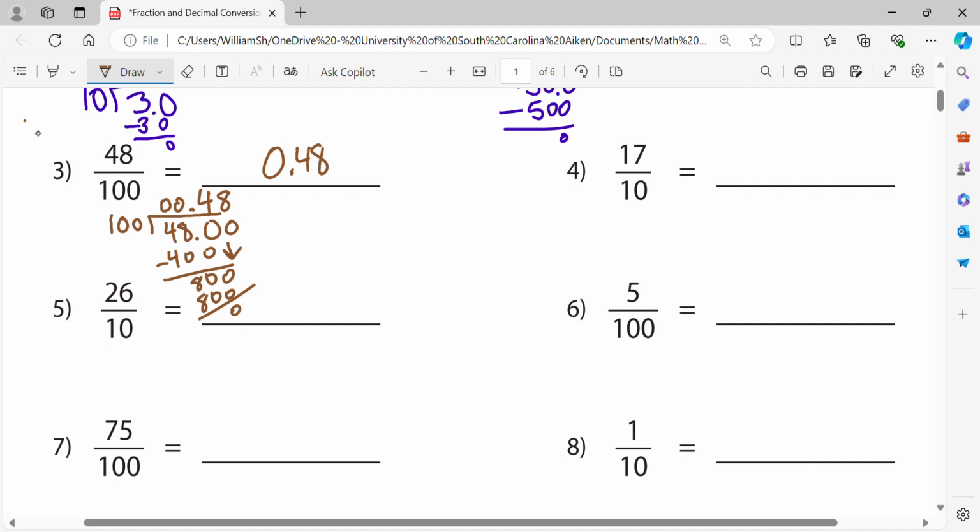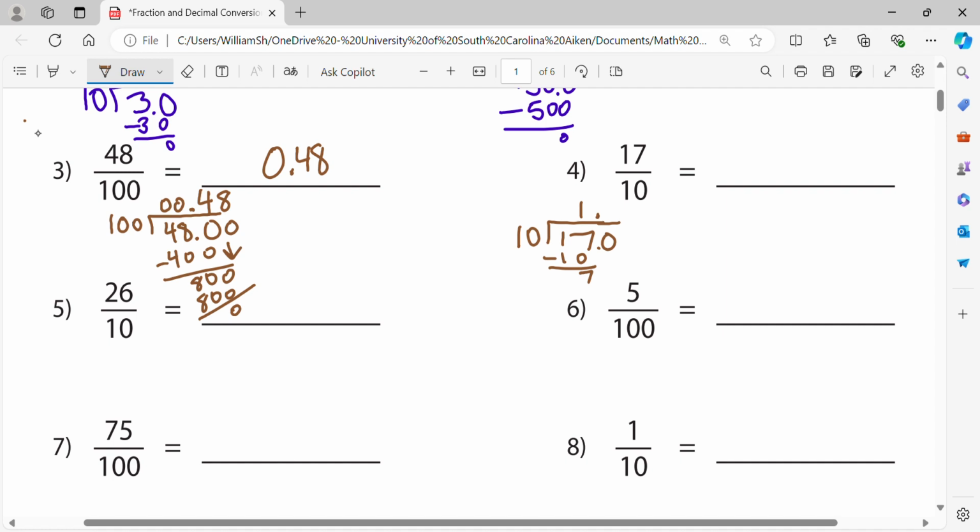Here I have 17 tenths. So I'm going to divide 10 into 17. Now 10 won't go into 1, but 10 will go into 17 one time. But in doing so, we're going to have a remainder of 7. And like I said, we're not okay with remainders. We want to completely get rid of them. So we're going to add a decimal and a 0.